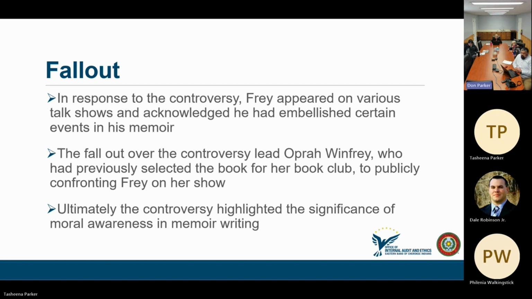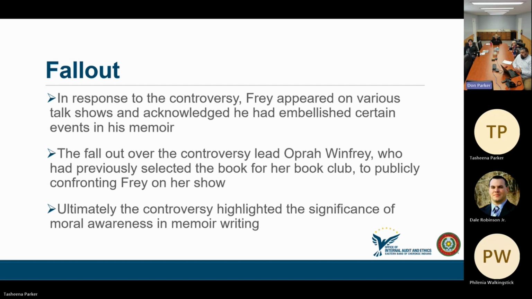The fallout over the controversy led Oprah Winfrey, who had previously selected the book for her book club, to publicly confront Fry on her show. She expressed her disappointment in him and later invited her viewers to participate in a discussion about the ethics of memoir writing. The controversy surrounding A Million Little Pieces sparked a broader conversation about the boundaries of creative nonfiction and the importance of truthfulness in memoirs.